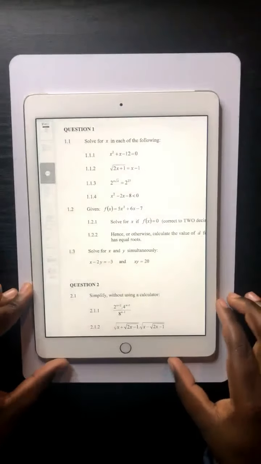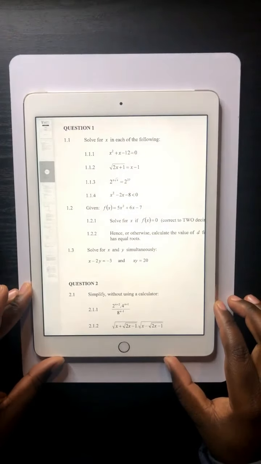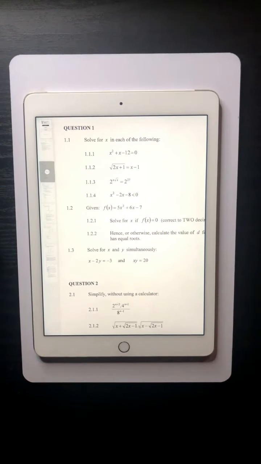In today's lesson, we'll be looking at question 1 of mathematics, paper 1. On yesterday's lesson, I took you through all the basics that you need to be aware of. So in today's lesson, we'll be looking at the first part of your question paper, where I'll be showing you guys how to solve this type of problems.